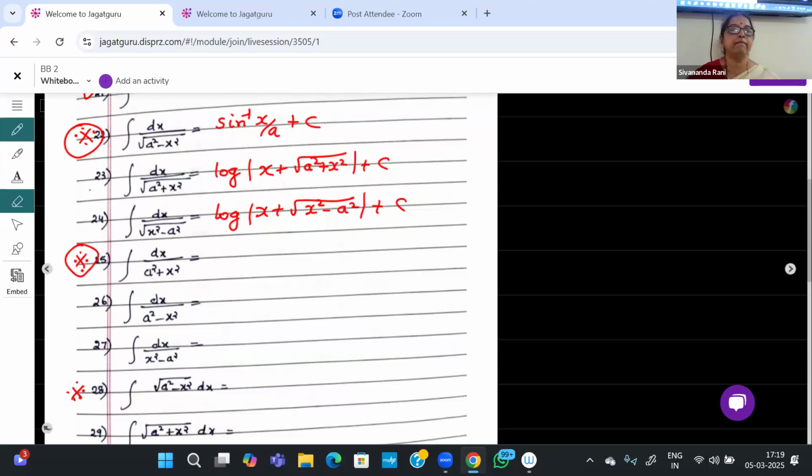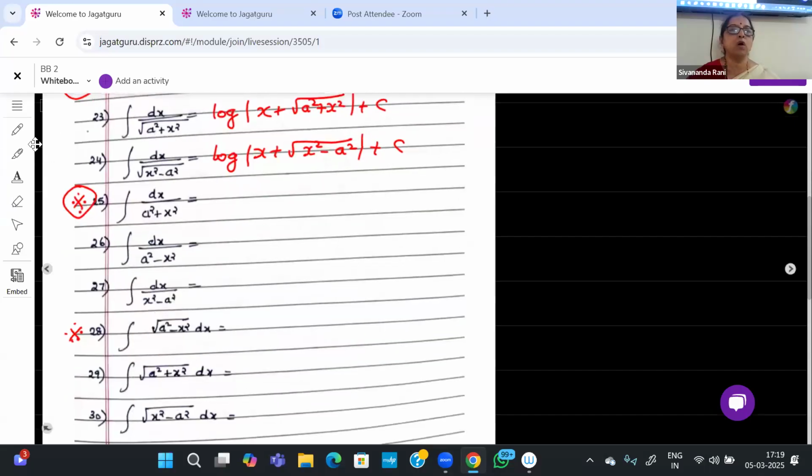Then we have the last two also as logarithmic. This is tan inverse: 1 by a tan inverse x by a. These two are logarithmic. This will be 1 by 2a log mod of a plus x by a minus x. This will be 1 by 2a log mod of x minus a by x plus a.